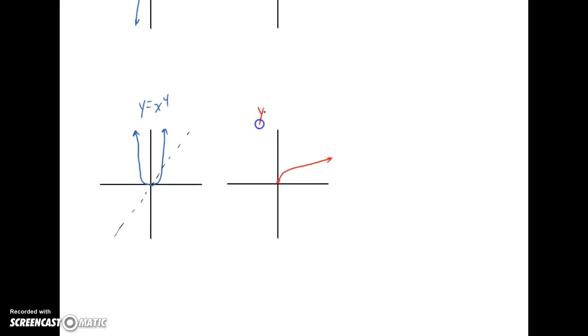If I write it as a formula, it's y equals the 4th root of x, or y equals x to the 1/4. And again, the domain is from 0 to infinity, and so is the range.